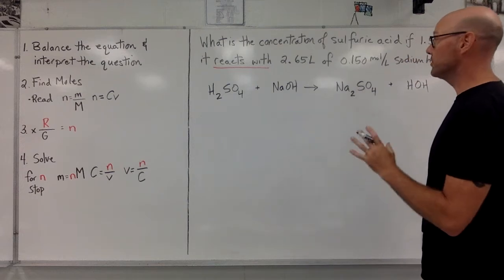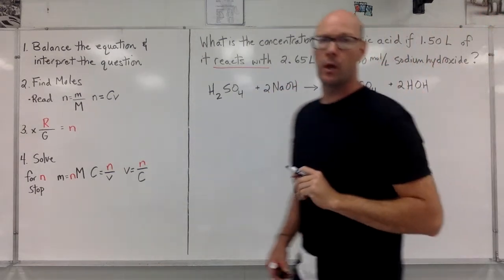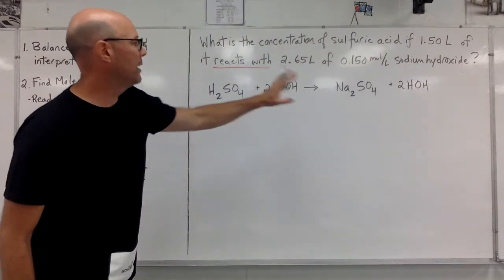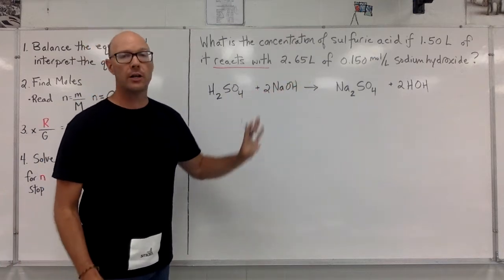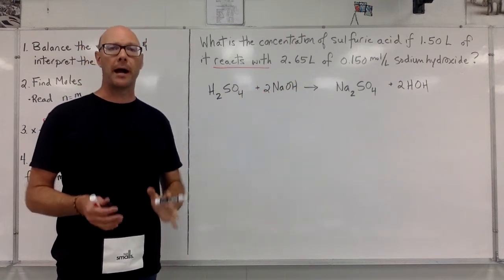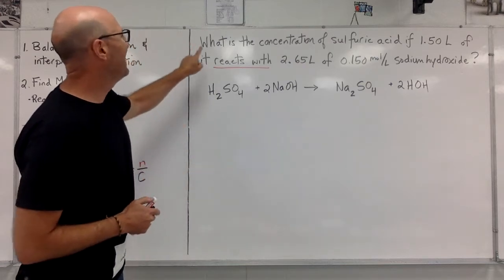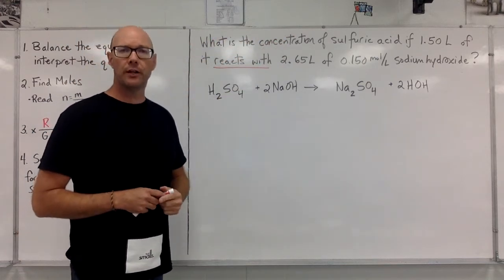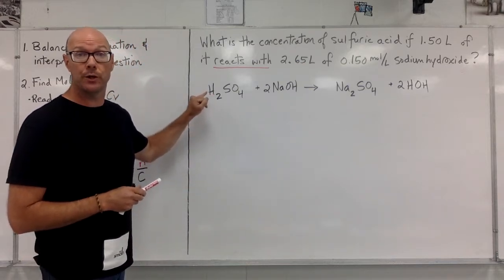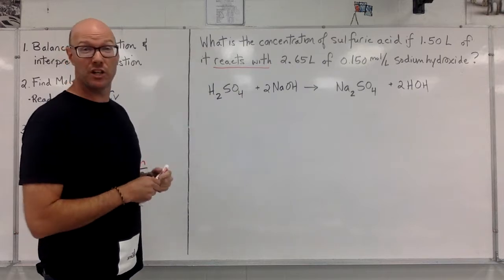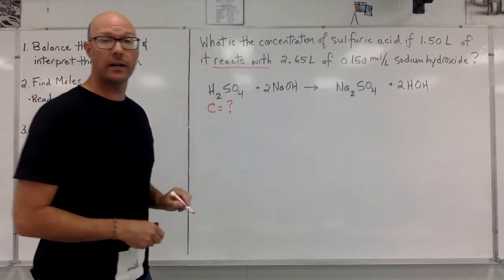Now we balance this reaction like so. Each side 2 hydrogens, 1 sulfate on either side, 2 sodiums, and 2 hydroxides on either side. We have a balanced chemical reaction. Let's take it slow. What is the concentration of the sulfuric acid? Pretty explicit. Here's the sulfuric acid, H2SO4. What is the concentration of it? Concentration, we don't know. We're trying to find out.